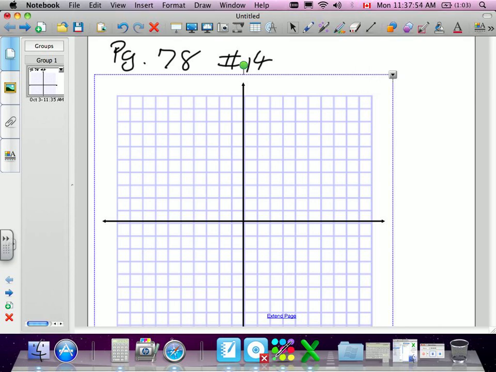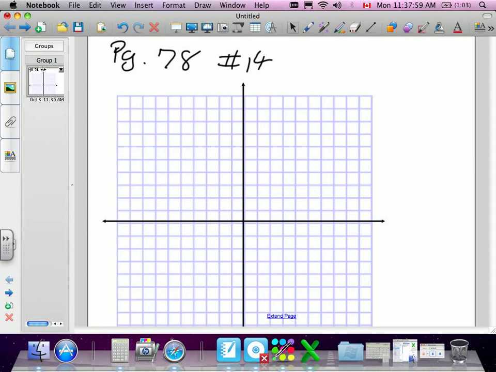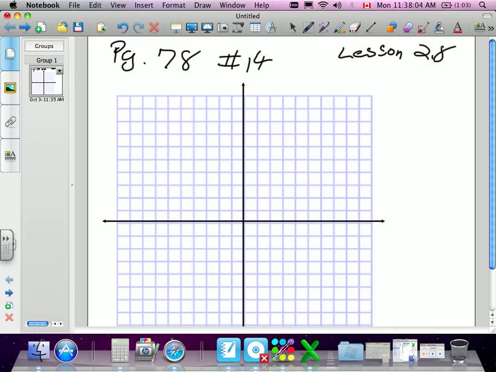Okay, so this is page 78, number 14 from lesson 2.2's homework.